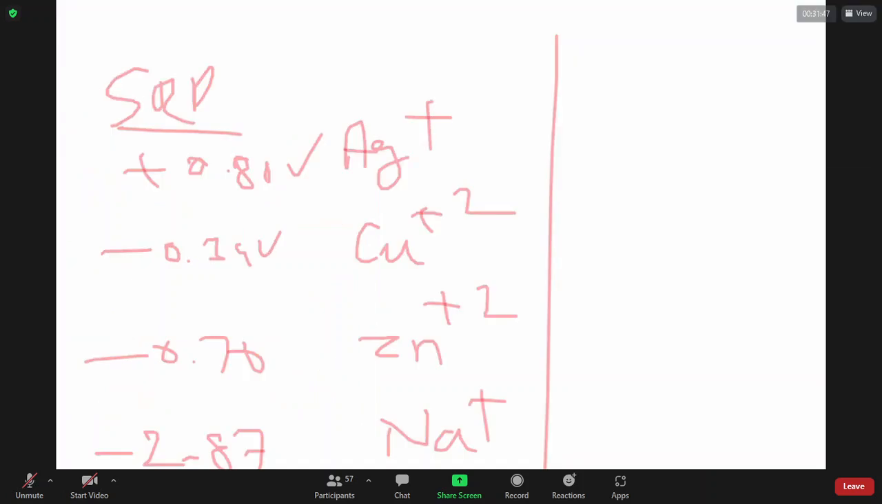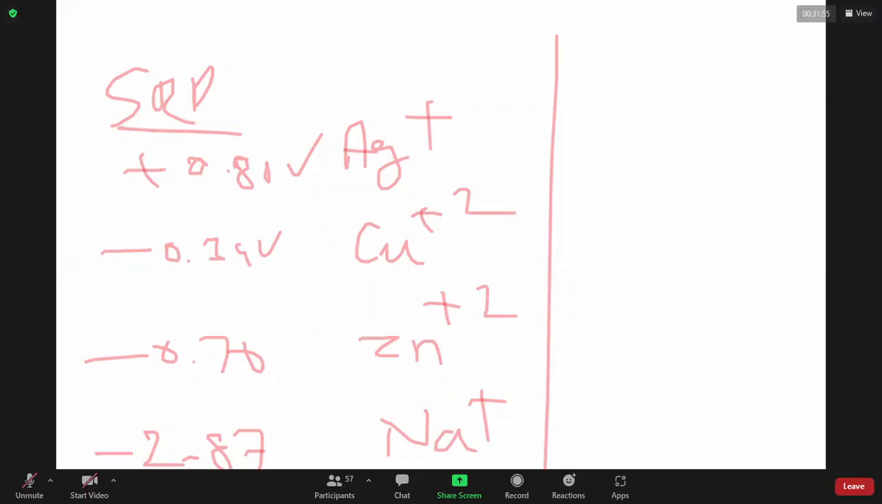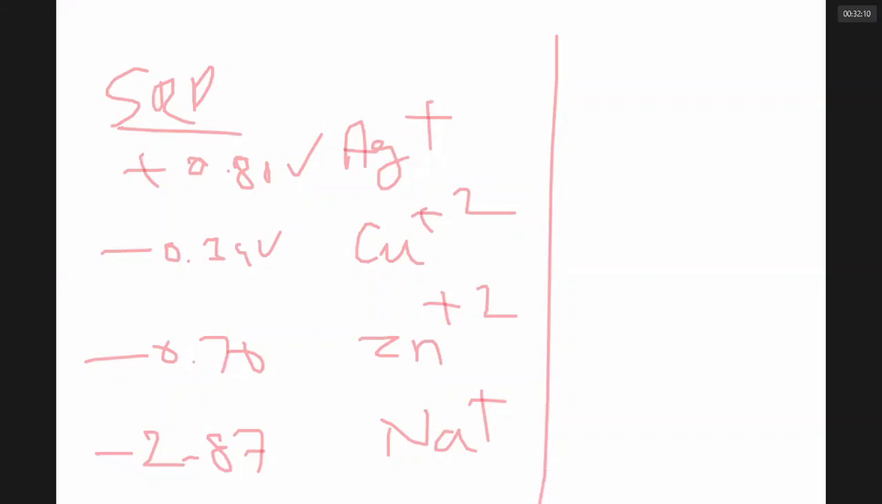Whatever has higher SRP will gain electrons first. After silver, next copper gains, next zinc, next sodium. Are you clear, sir? Whatever has higher SRP is said to have high discharge potential. Similarly, the high discharge potential one, the high SRP one, undergoes reduction first. Reduction means gaining of electrons.